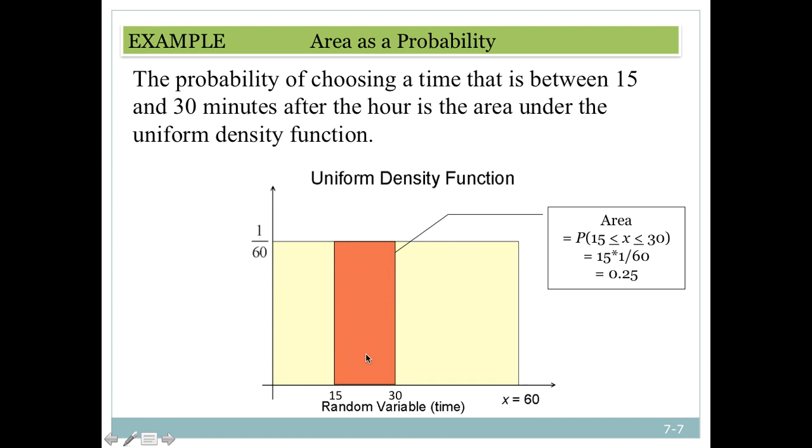So in order to find this area, all we have to do is take 15, which is our width here, and multiply by the height of 1 over 60, and we get 0.25, which means that basically we have a 25% chance of our UPS delivery happening between 10:15 and 10:30 if all times between 10 and 11 are equally likely.